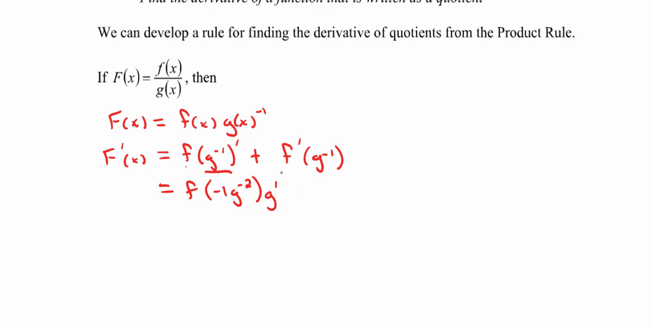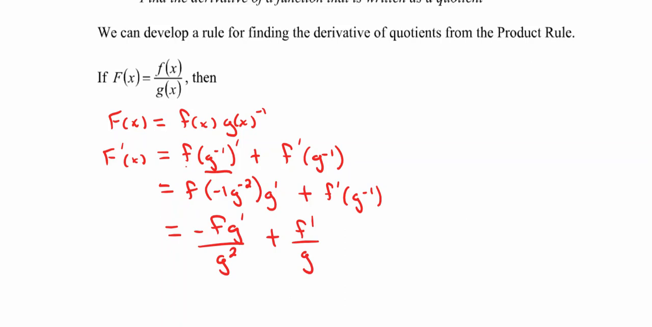So then the second part will all make sense now. So plus f prime times, writing this again, g to the -1. Now let's handle the negative exponents and put them in the denominators. So this becomes -f, with g prime still up in the top with the derivative, over g squared, plus f prime over g, just bringing that one down.